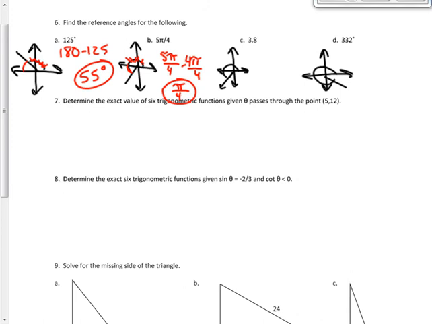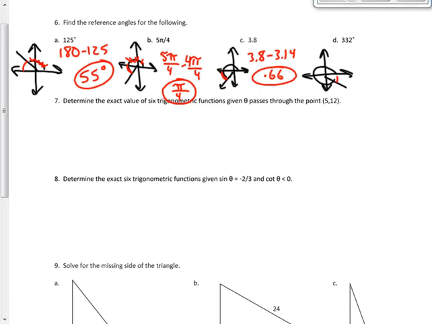3.8 is a reference angle, or an angle that looks like this, and so we're kind of in the same situation, except that I'm not going to take away a pi in the pi form. I'm going to take away pi in the decimal form, because I have a decimal, so I'm going to take away 3.14 from that 3.8, which gives me a 0.66 as my reference angle.